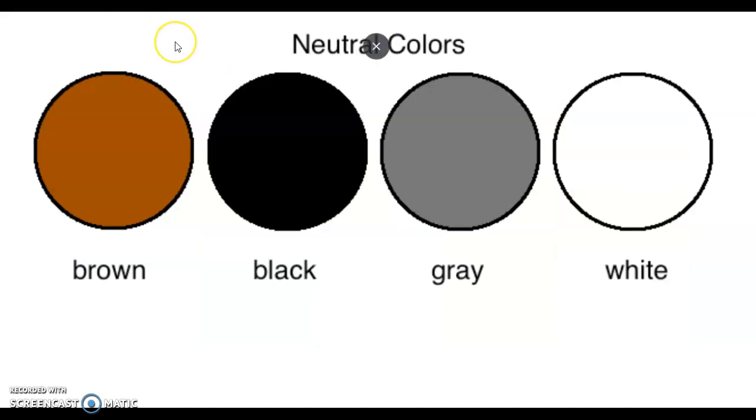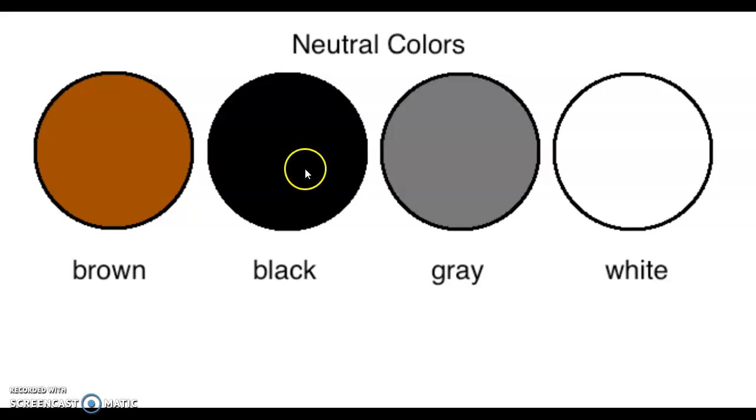All right, we also talked about neutral colors. Neutral colors are not on the color wheel. They are our browns, our blacks, our grays, and our whites. They can be mixed with other colors from the color wheel, and that would be a very unsaturated color, but they are not colors themselves.